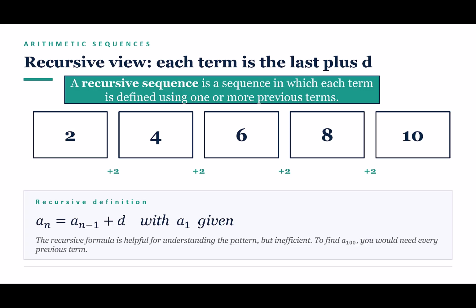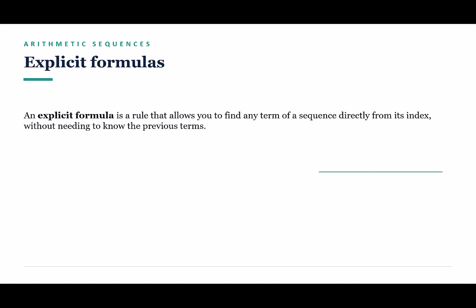The recursive formula is helpful for understanding the pattern, but is inefficient in the big picture. Say we wanted to find a sub 100. That would require us to have a sub 1, a sub 2, a sub 3, all the way up to a sub 99 so that we can add the difference to get a sub 100. This is why we need explicit formulas. An explicit formula is a rule that allows you to find any term of a sequence directly from its index without needing to know the previous terms.